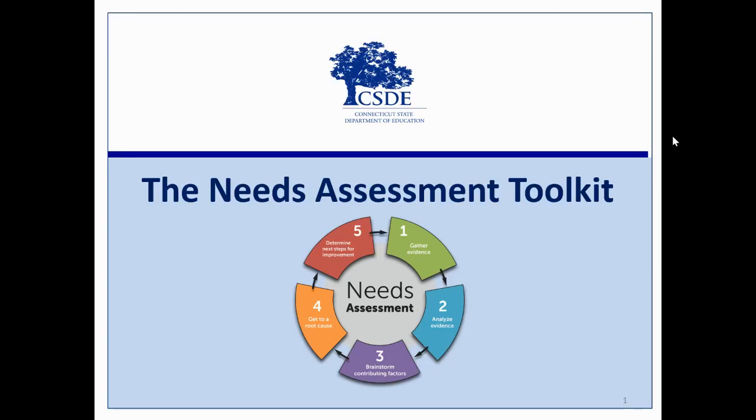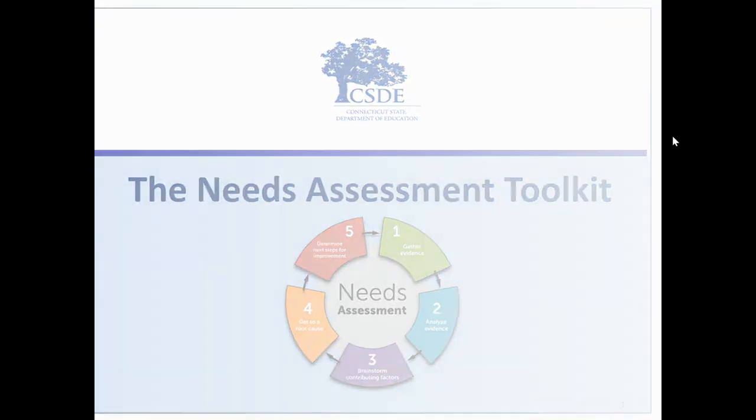Welcome to part two of the CSDE Needs Assessment Toolkit, Analyze Evidence. This toolkit is designed to guide districts and schools through the process of deeply examining evidence to determine the priority concerns, understand the contributing factors, and uncover root causes. The use of this toolkit can help your team align the work to the needs of your community and leverage the strengths of your organization in order to support equitable outcomes for students.